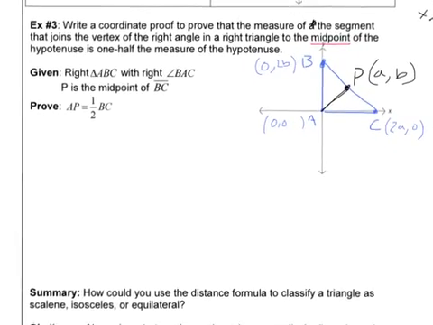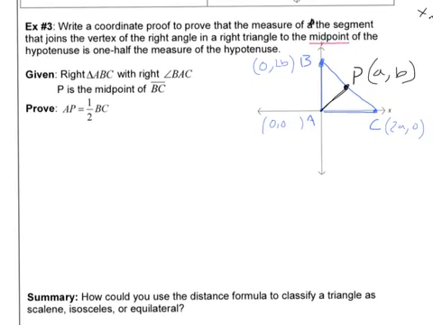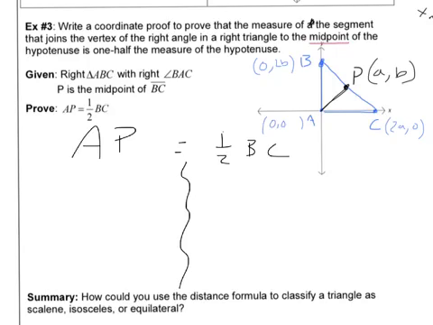When we're talking about distance, there's this magic formula that we're probably going to use to find out the distance. That's right, the distance formula. We've been using it for 4 chapters now, and we're going to keep using it. So here's what I'm going to do. I'm going to do AP over here, and I'm going to do 1/2 BC over here. And we'll find out if they're equal in a second.